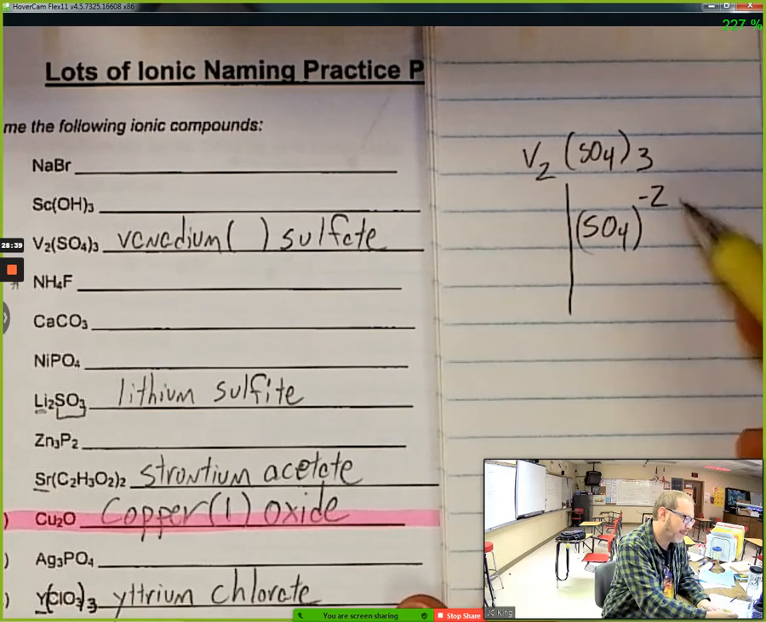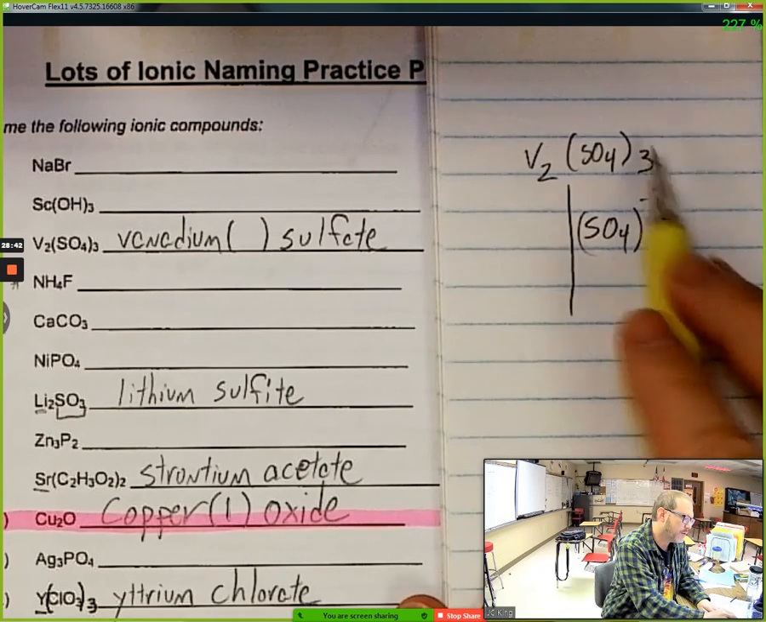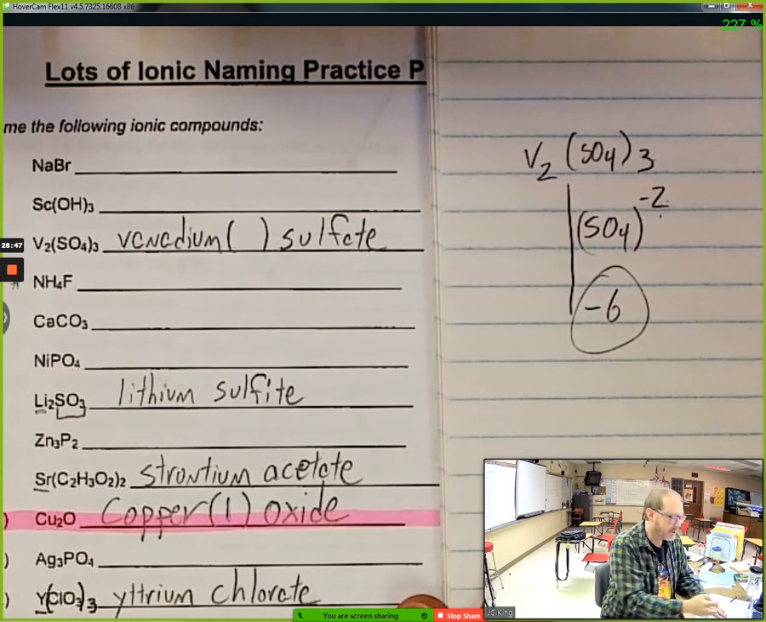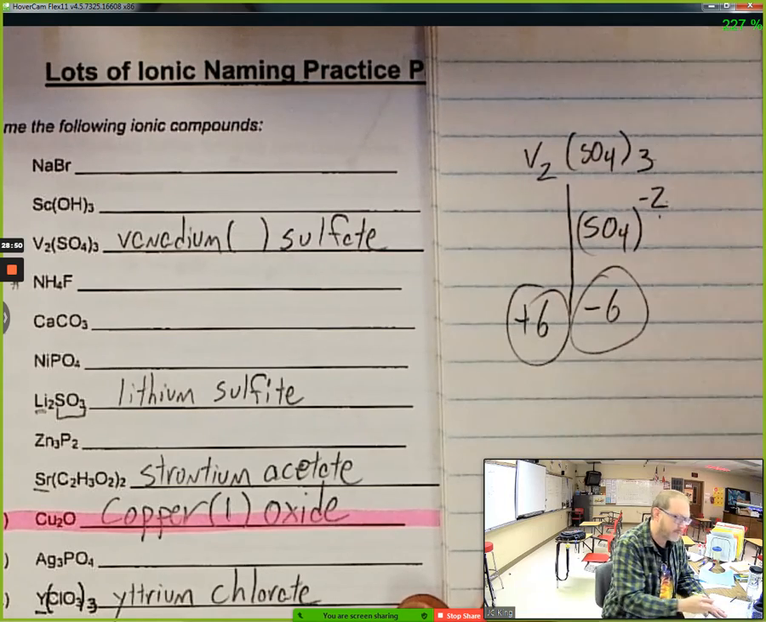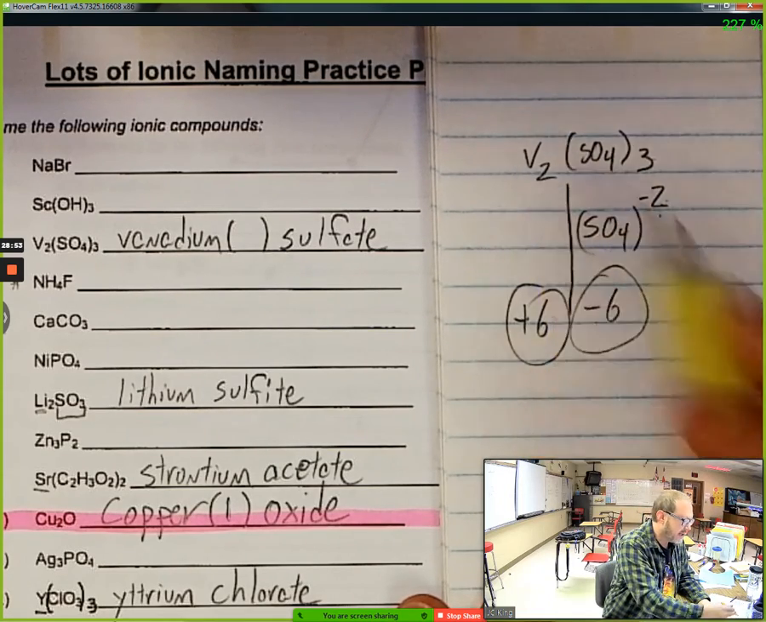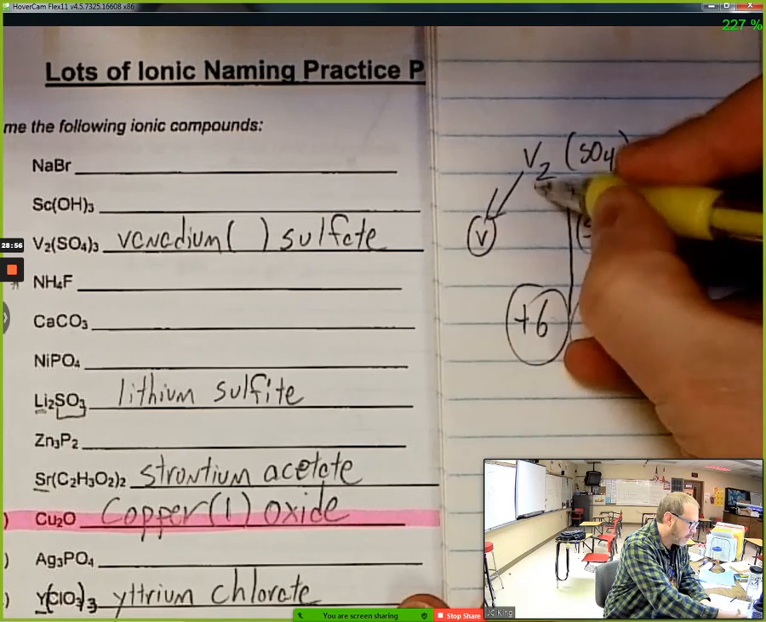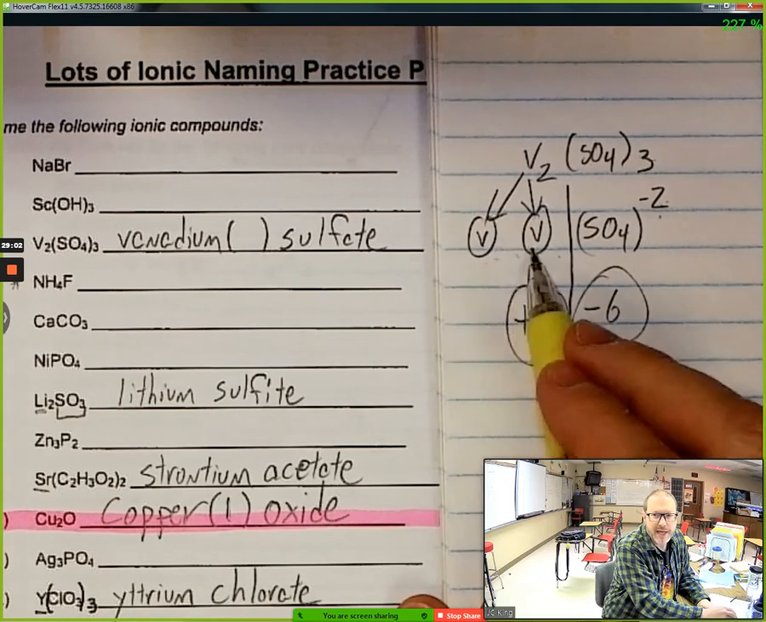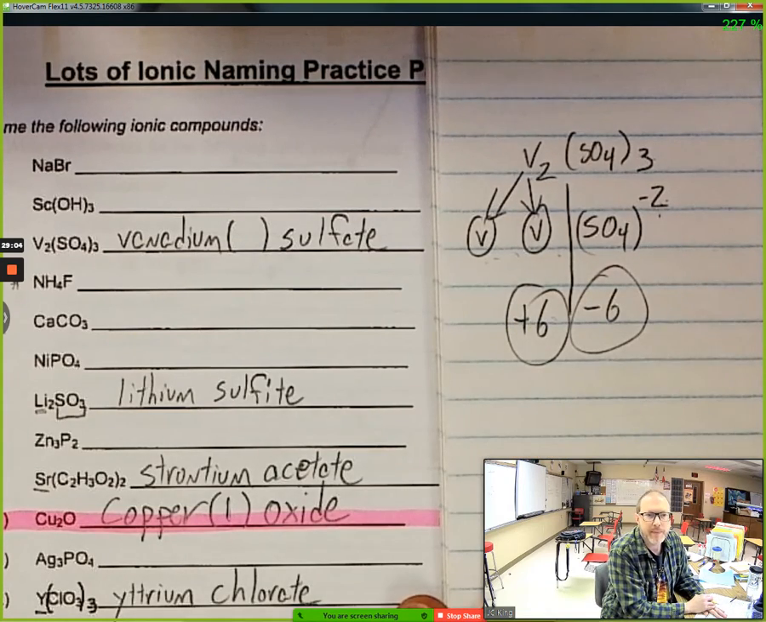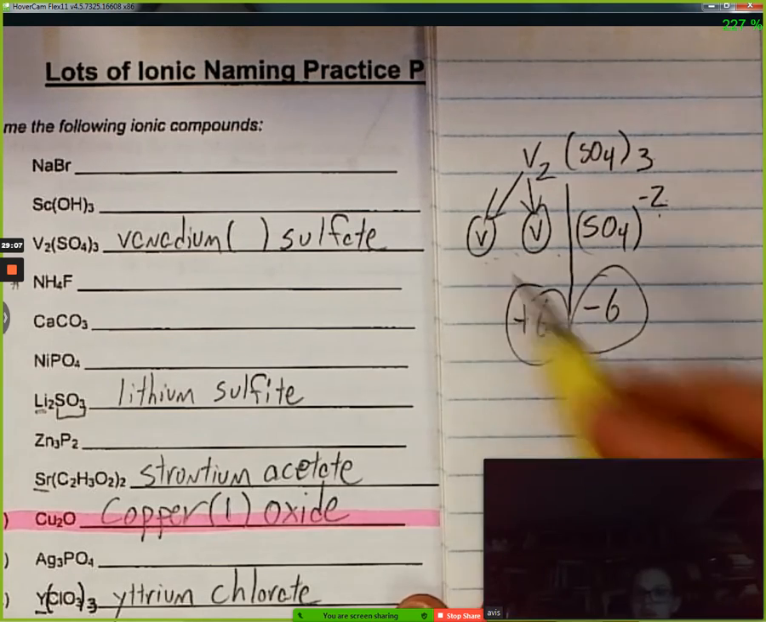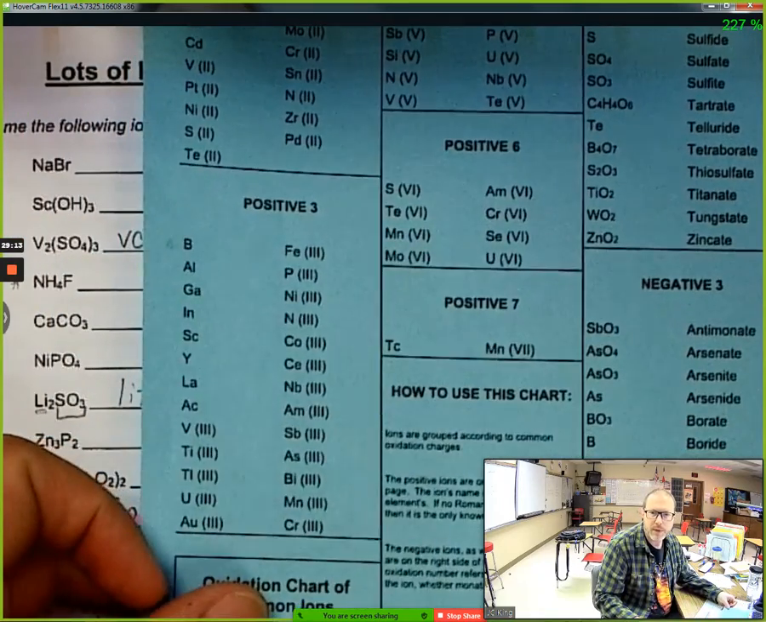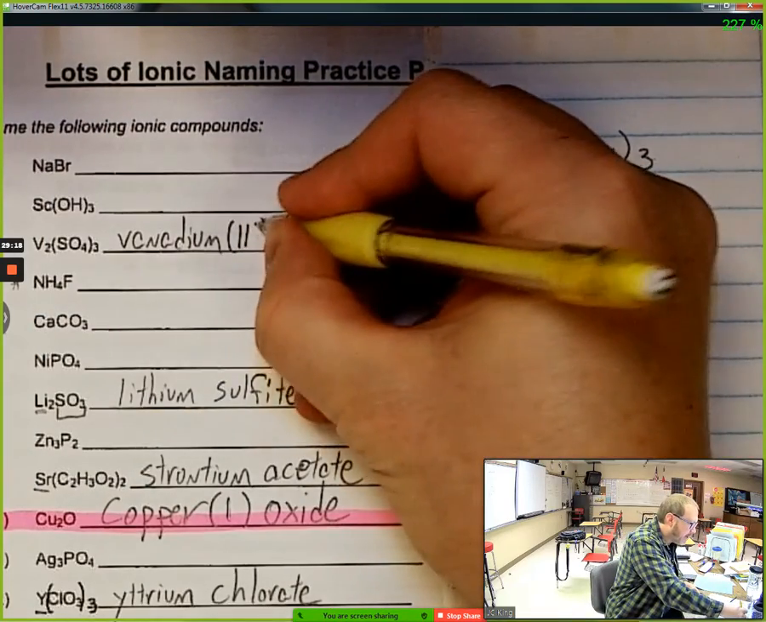-6, very good. Okay, we get that by saying that there's 3 of them and each one is -2, so -2 times 3, my total negative charge is -6, which means my total positive charge has to be +6. That +6 is being divided out over 2 vanadium atoms. So what charge does each vanadium atom get? 3. Yes. So just to double check, let's see if I have a vanadium over here in my +3 column. And sure enough, I do. So this is going to be vanadium 3 sulfate.